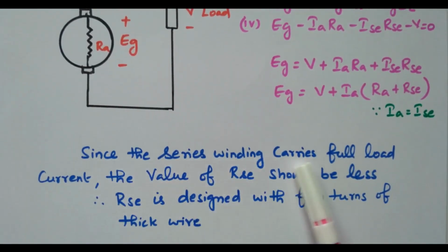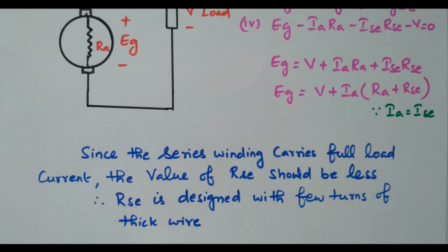Since the series winding carries full load current, the value of RSC should be less. RSC is designed with a few turns of thick wire, right. If the RSC is lesser, then only the full amount of current will flow. If the RSC is very large, the current will be lesser, but here all are connected in series. So we need to increase the current flowing through the armature, the field winding, as well as the load, so that RSC should be lesser, right. So RSC is designed as lesser, with very few turns of thick wire.